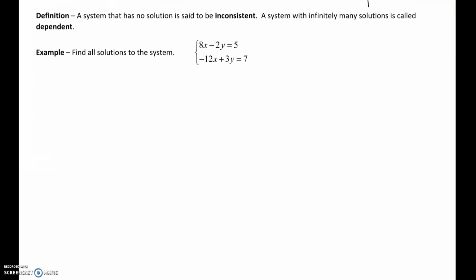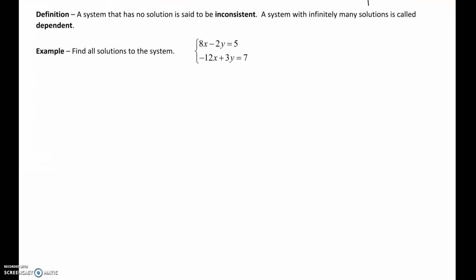A system with no solution is said to be inconsistent. It doesn't work. A system with infinitely many solutions is called dependent, because each point is dependent on the relationship it has on that line.